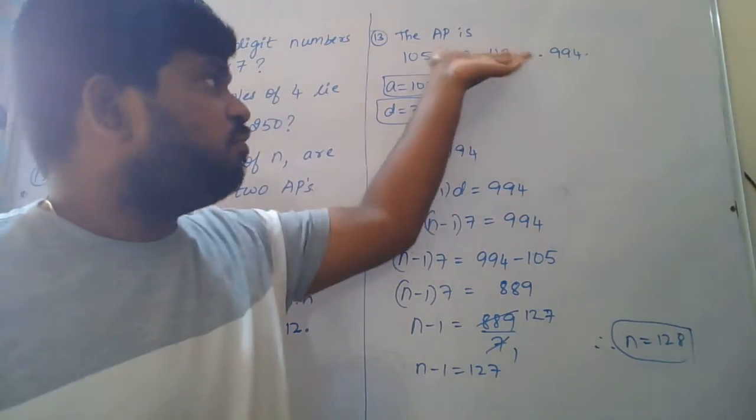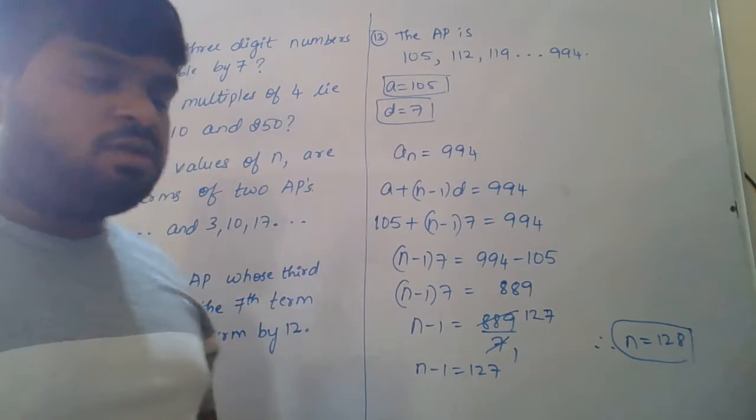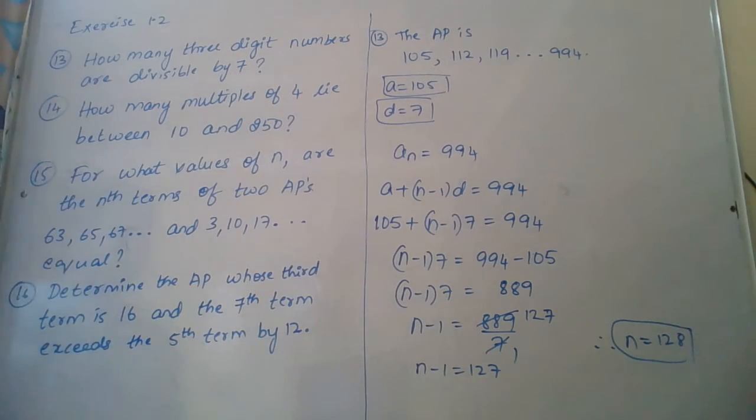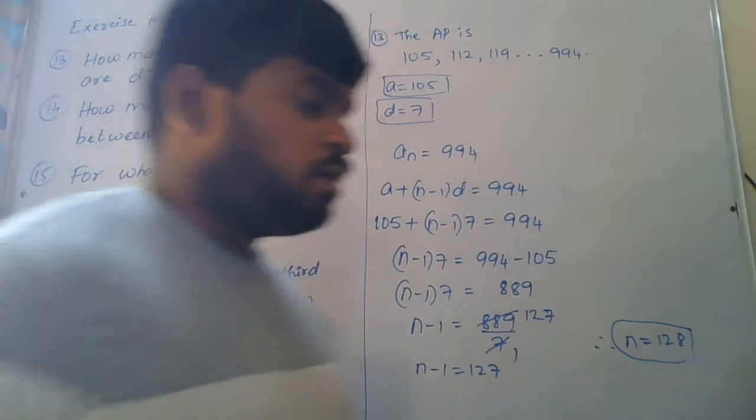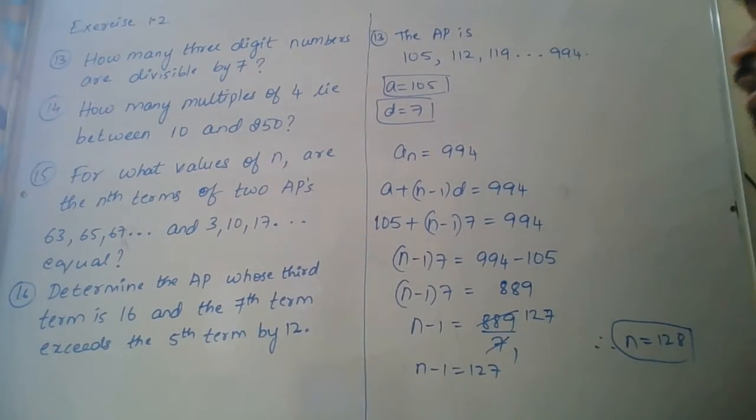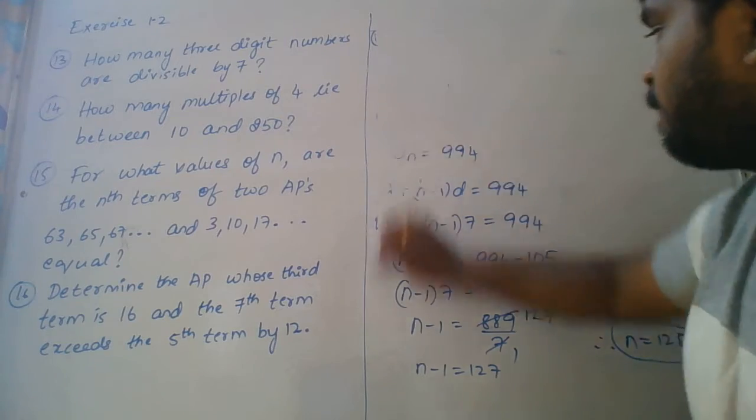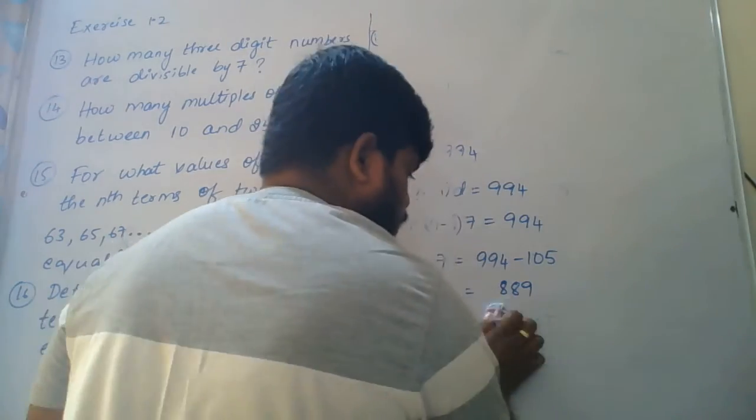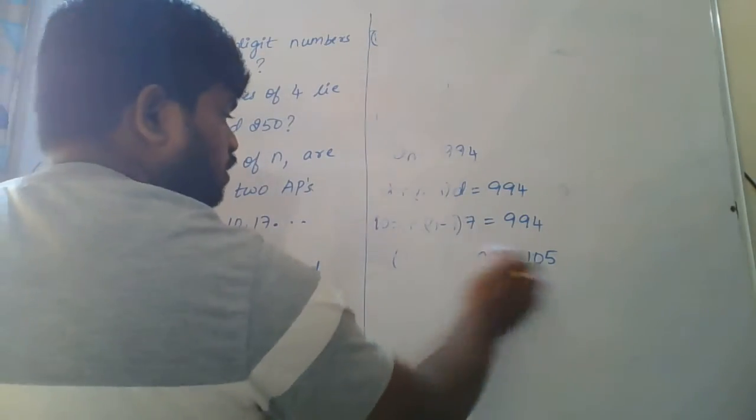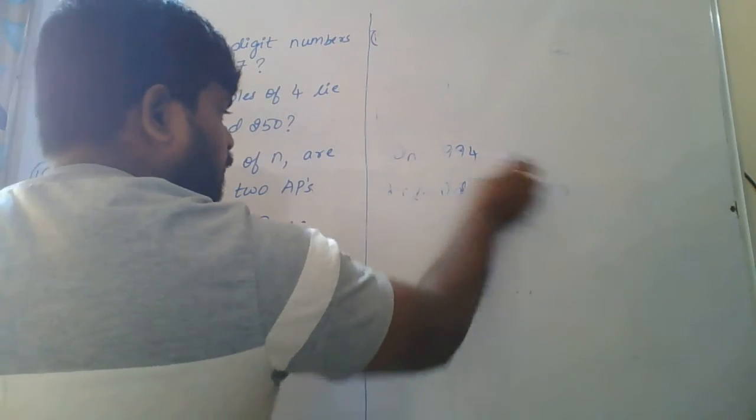You find the AP, we have already solved such kind of problems. You can easily solve it. Okay, let's go to the next one. How many multiples of 4 lie between 10 and 250? So let's take the 14th one.